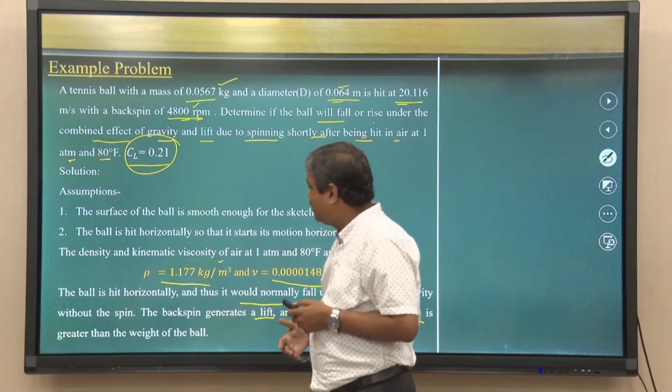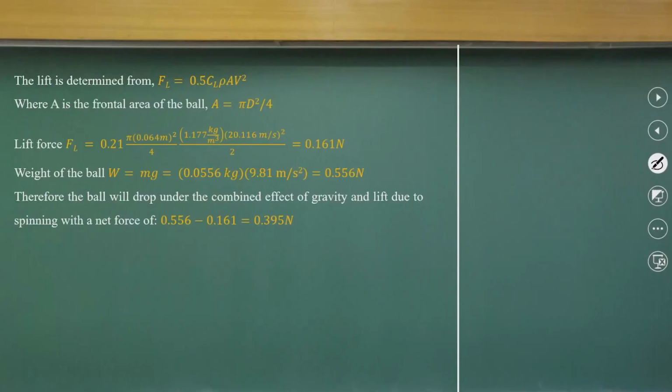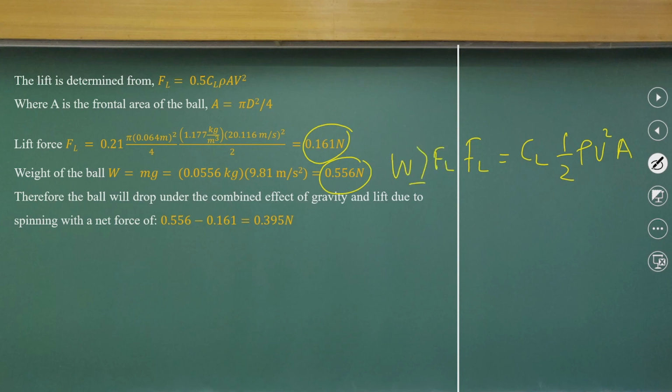So we need to compute the lift force, which is the same thing I introduced: half rho V squared into A, where you know this area. The lift force comes to about 0.161 newtons, but the weight of the ball comes to around 0.556 newtons. So the weight is greater than the lift force, and the ball will fall down. No doubt about that.